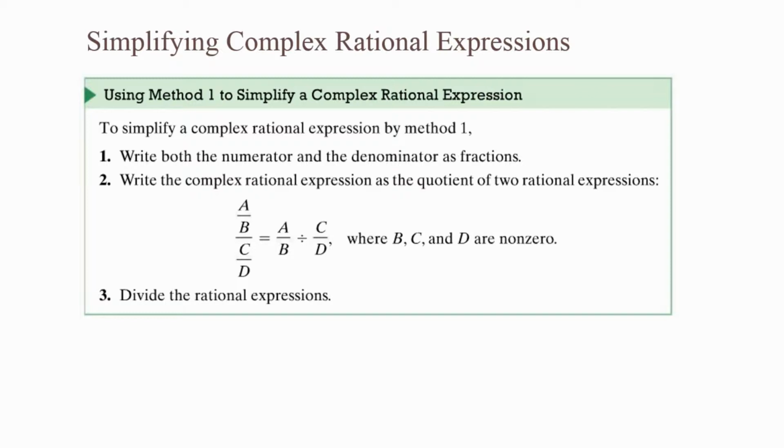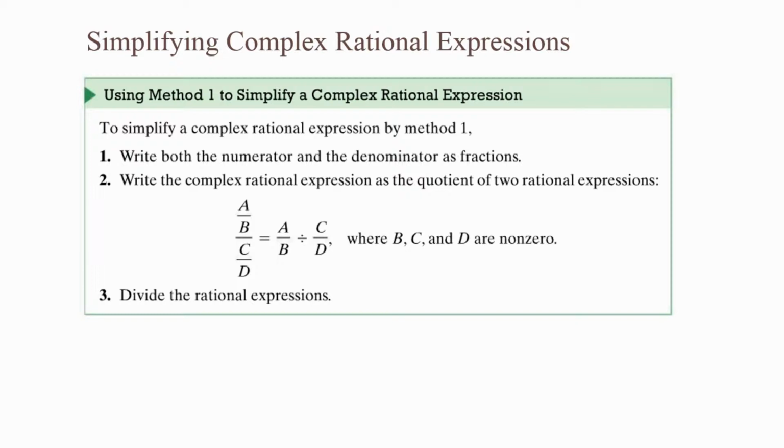To simplify a complex rational expression by method 1, first, write both the numerator and the denominator as fractions. Second, write the complex rational expression as the quotient of two rational expressions. A over b divided by c over d equals a over b division symbol c over d, where b, c, and d are non-zero. Third, divide the rational expressions.